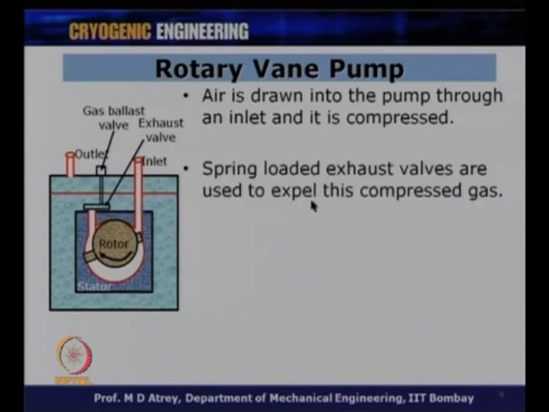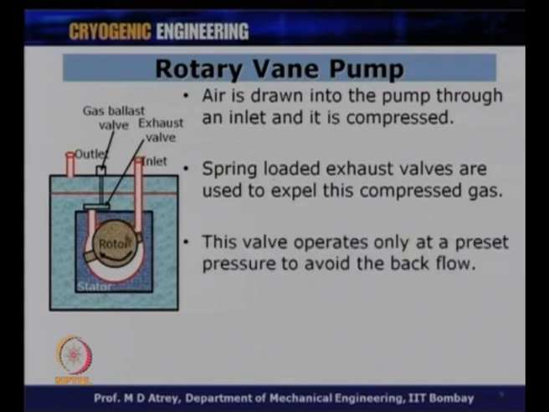Spring loaded exhaust valves are used to expel this compressed gas. So, once the gas comes, when the rotor is at this point, the air will come here, and when they start rotating, this gas volume between these two vanes will get compressed, and by the time it reaches near the exit, the pressure here will just get above atmosphere. As soon as this pressure gets above atmosphere, the exhaust valve will open and the air will be released to the outlet.